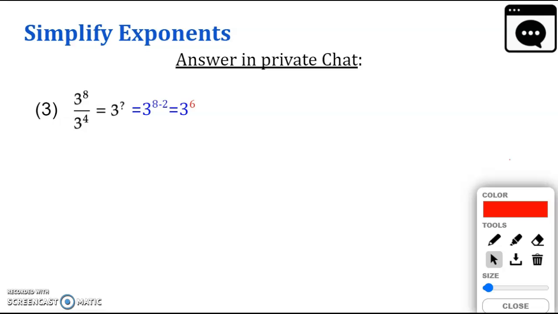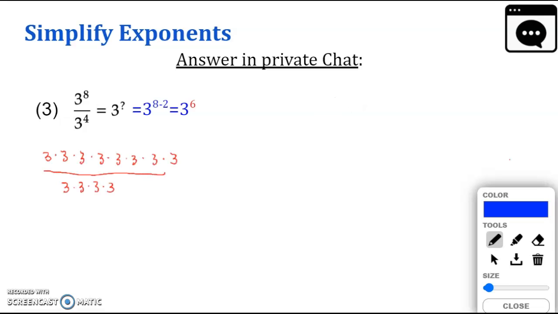Why does this work? When you have 3 to the power of 8, that means 3 is being multiplied by itself 8 times. Divided by 3 to the power of 4 means 3 is being multiplied by itself 4 times. And we know that numerator and denominator, because they have just been multiplied, can cancel out. So however many there are of the same base in the denominator, you subtract from however many there are in the numerator. That's what we are doing. We are subtracting.